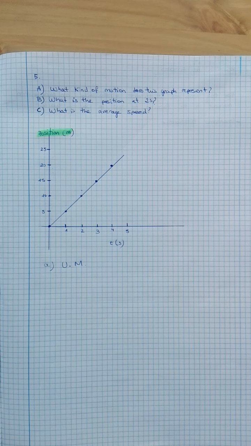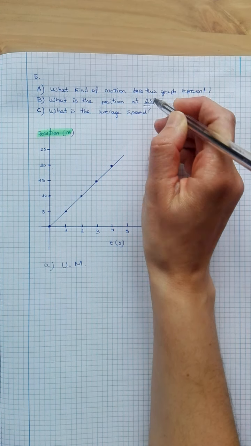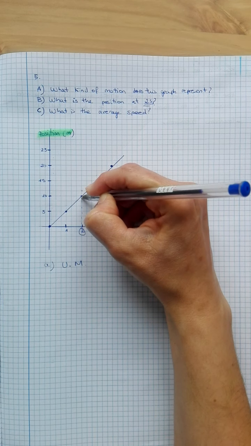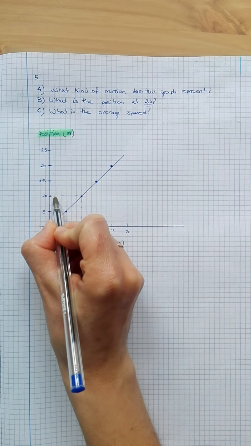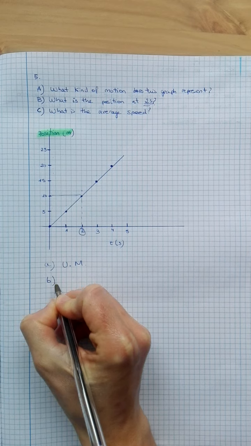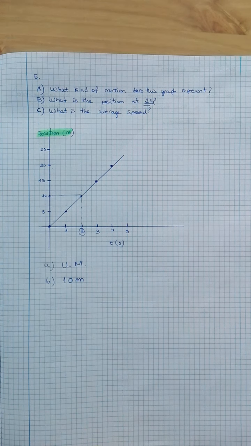Second question, what is the position at 10 seconds? That is very easy. In the graph, you have represented the position, so you just have to go to here, to 10 seconds, and here in this axis, in the y-axis, you have the position. So the position that corresponds to 10 seconds is 10 meters, okay?